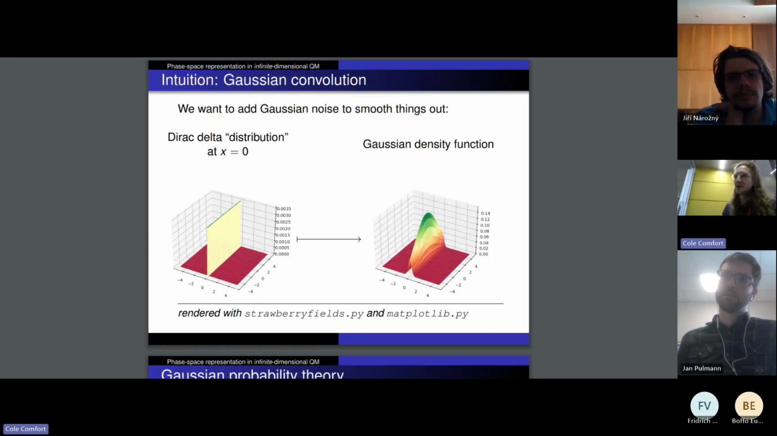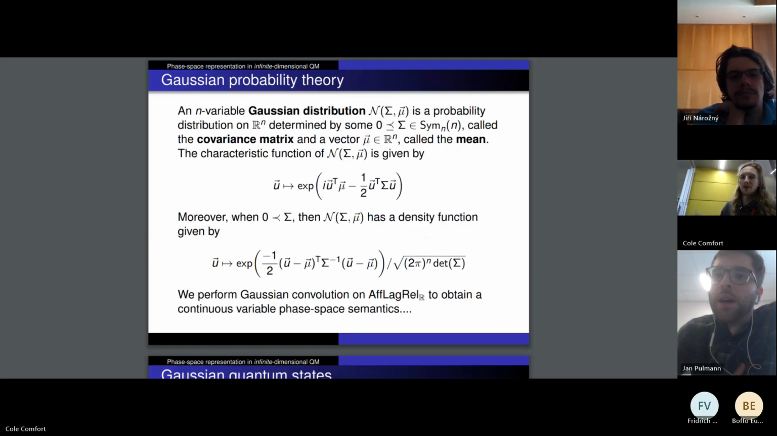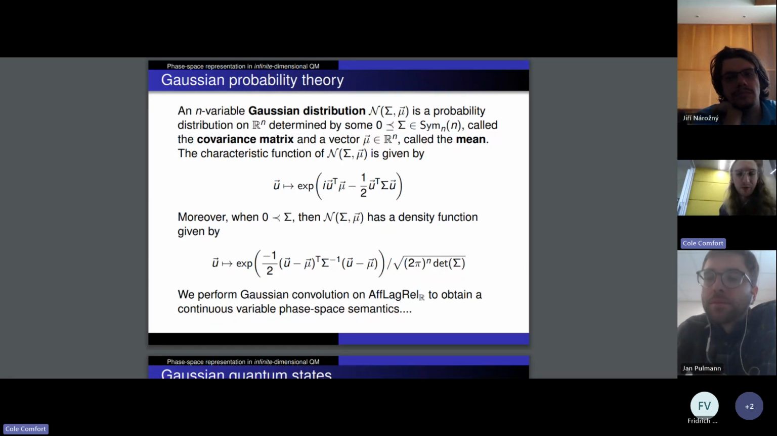So if the matrix is not positive definite, but only positive semi-definite, you can't draw this picture. But this is just to help you intuit what is going on, because you don't always have that it's strictly positive. Okay, so the idea is you take affine Lagrangian relations over a field, and somehow you need to find a way to add Gaussian noise. And then my promise to you is that this will give you the right setting to talk about infinite dimensional phase space representable fragments of quantum theory.